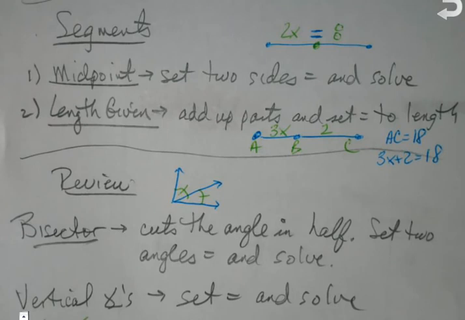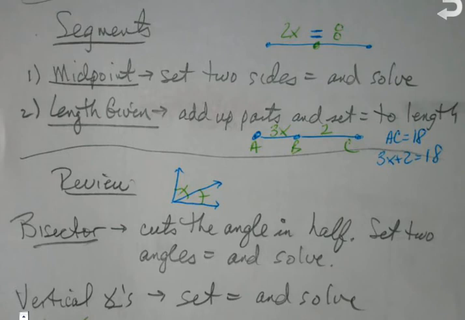When we get to segments, the midpoint, I just set the two sides equal and solve it. So like for the example I've got on here, if I had 2x and 8, I'd just set them equal to each other and figure out what x is. X would be 4. If they give me the length, which is something new we're going to be looking at today, like here, I have 3x and 2. I don't set them equal because they tell me how long the whole segment is. So I add them up and set them equal to the length of my segment. Then I solve that equation, figure out what x is going to be, so I can figure out what, in this case, AB would be.